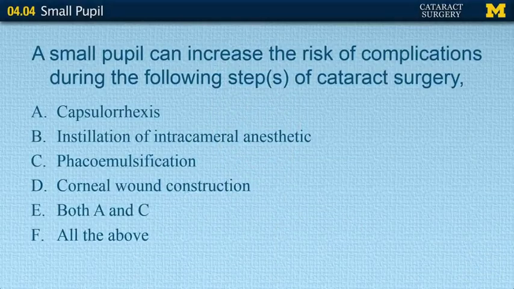Post-test. Question number 1. A small pupil can increase the risk of complications during the following steps of cataract surgery. A, capsulorhexis. B, injection of intracameral anesthetic. C, phacoemulsification. D, corneal wound construction. E, both A and C. And F, all the above. The correct answer in this case would be E, both capsulorhexis as well as phacoemulsification. The other stages of cataract surgery where a small pupil will be affected include hydrodissection, as well as inserting the lens.